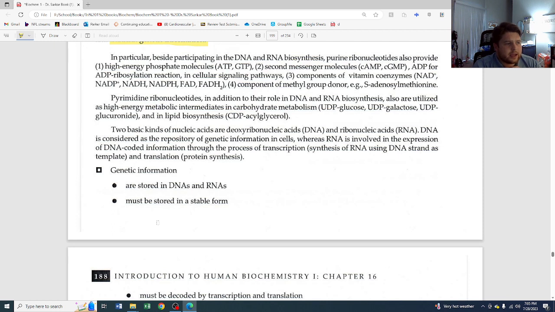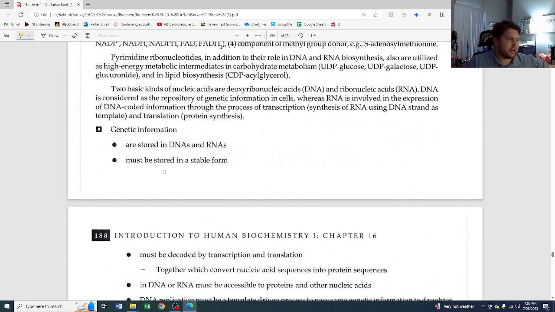Whereas RNA is involved in the expression of DNA-coded information through the process of transcription. Transcription is the synthesis of RNA using the DNA strand as a template. So we'll talk about how DNA is double-stranded. We actually open those two strands, and we copy one side of the strands and produce an RNA. That RNA then goes off, it makes a copy of it, and that copy will then be read in the process of translation in order to produce proteins.